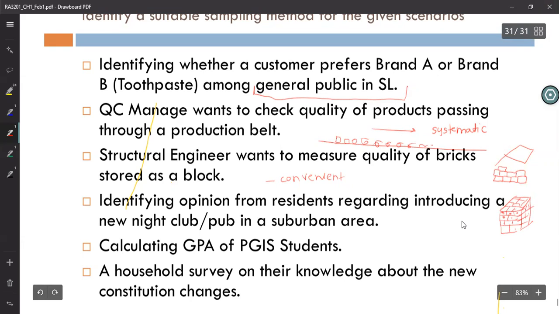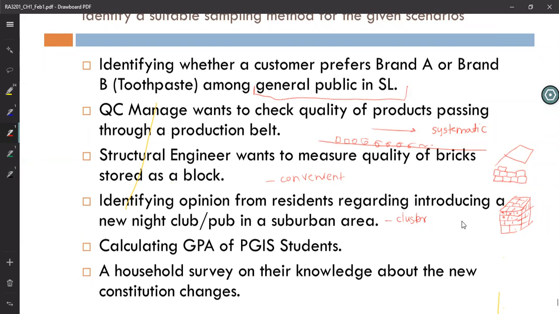If you go to the fourth one, identify opinion from residents regarding introducing a new nightclub pub in a suburban area. I think most of you found it as cluster because it's household survey. Cluster of houses will be easy, but look at the survey. It's about the opinion from residents regarding introducing a new nightclub pub.